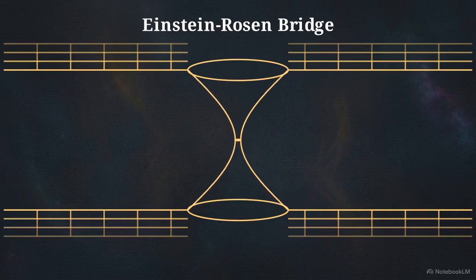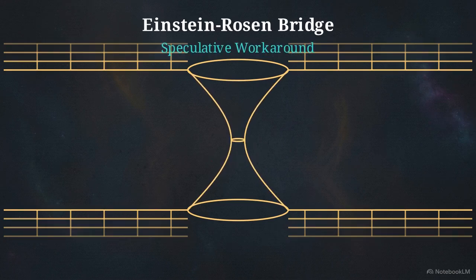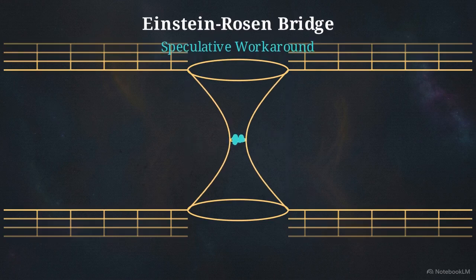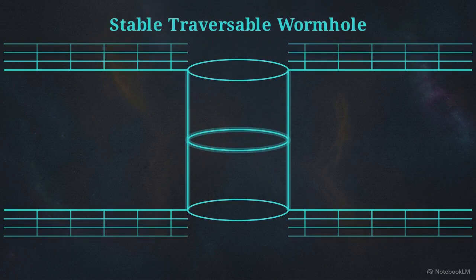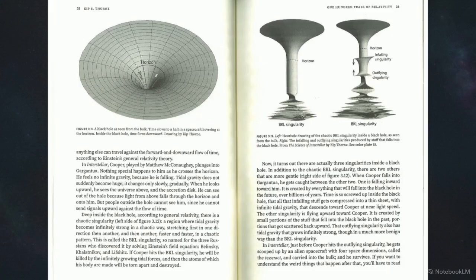To get the crew through, the film introduces a speculative workaround. It implies that an advanced civilization uses exotic matter, or negative energy, to generate outward pressure, holding the throat of the wormhole open. When Cooper descends into the black hole, the plot demands his survival.